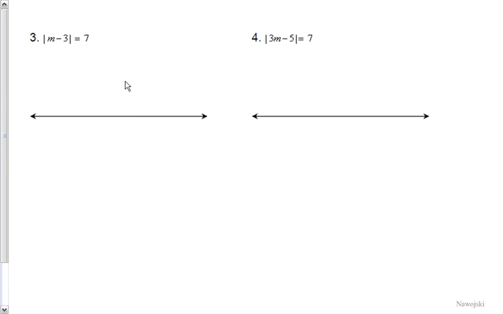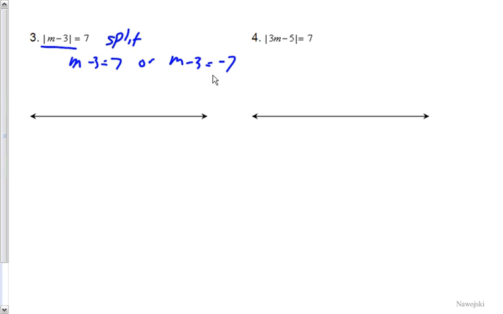Okay. The absolute value of m minus 3 equals 7. Notice how the absolute value is already by itself, right? Nothing on it. The absolute value part is already isolated. So at this point, we do our split. Okay, so you have m minus 3 equals 7, or m minus 3 equals -7.